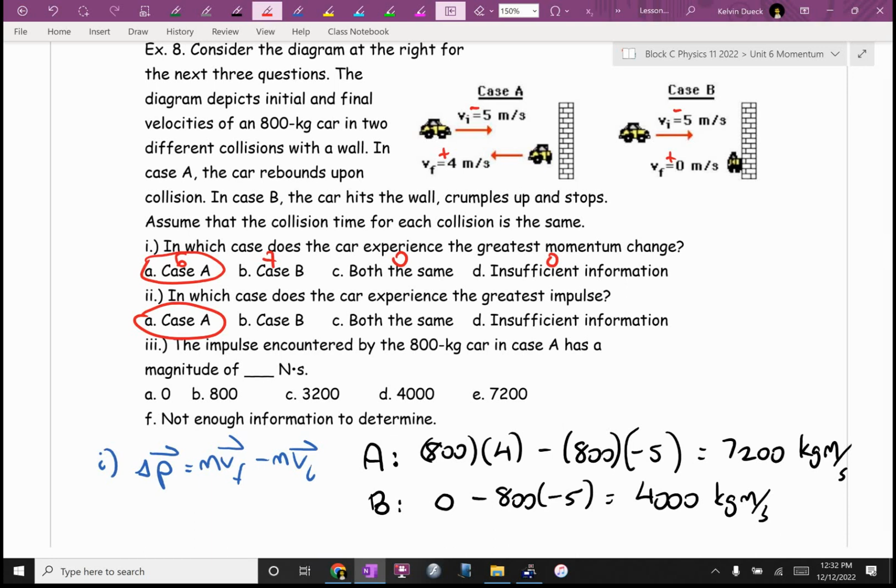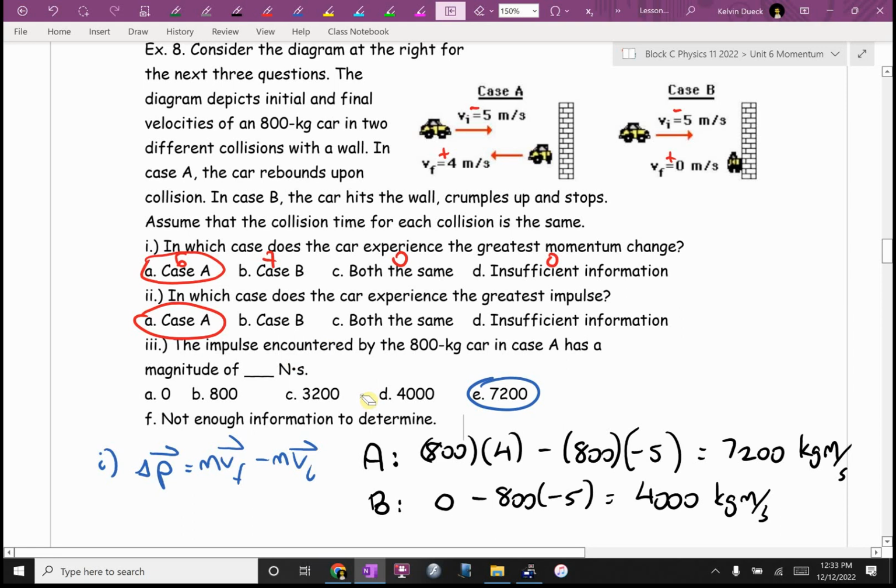The impulse encountered by the 800 kilogram car in case A has a magnitude of 7,200. And you could say kilogram meters per second or Newton seconds. Okay?